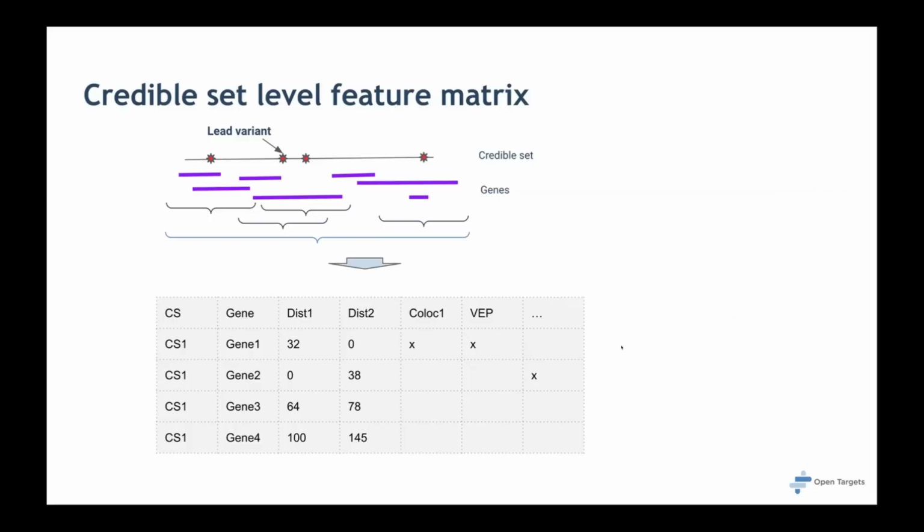But in the very end, after you apply the whole machinery to all GWASs, you are actually going to have quite a large matrix that will contain information about all credible sets in all GWASs for all genes. On average, from our previous results, you have like 15 genes per credible set. Actually, now it's much more because we analyze all genes around the credible set, not only around the lead variant. So you can imagine that the feature matrix is pretty huge.